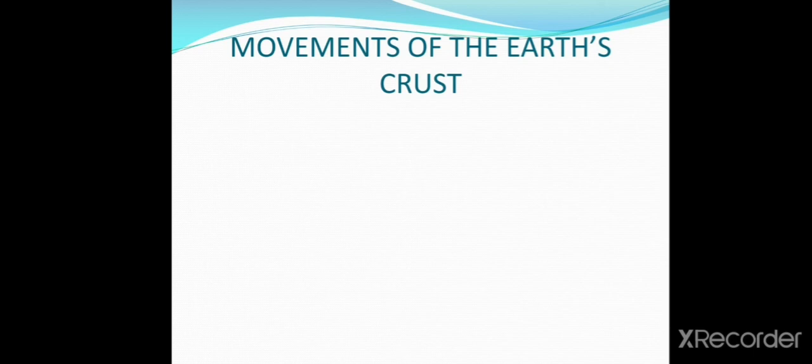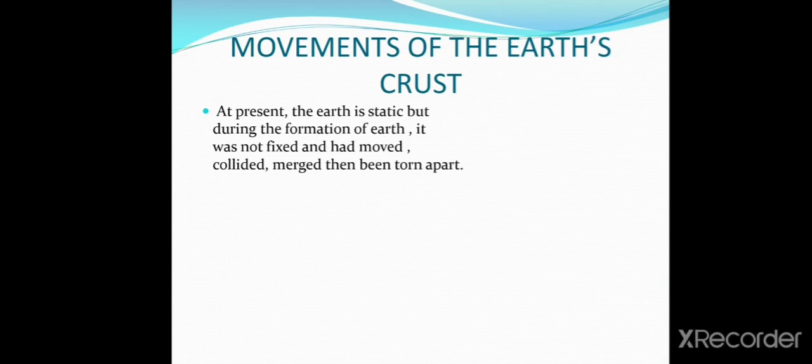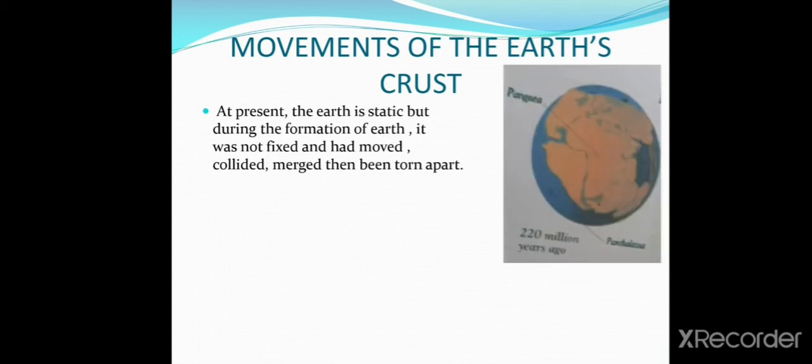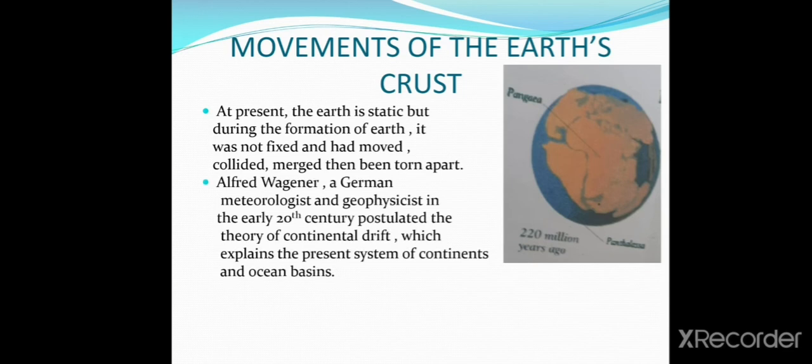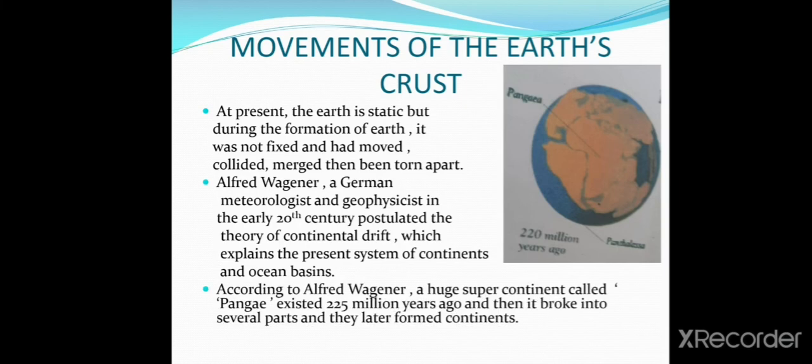Children, next we discuss the movements of the earth's crust. At present, the earth is static, but during the formation of the earth it was not fixed and had moved, collided, merged, and then been torn apart. Alfred Wegener, a German meteorologist and geophysicist in the early 20th century, postulated the theory of continental drift, which explained the present system of continents and ocean basins. According to Alfred Wegener, a huge supercontinent called Pangaea existed 225 million years ago, and then it broke into several parts and later formed continents.